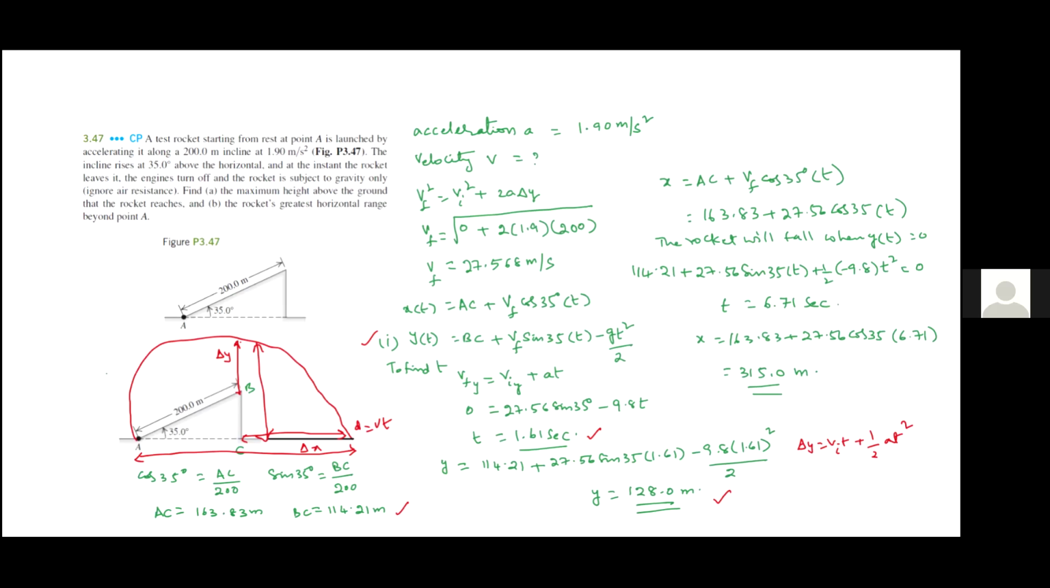It is the same equation, but here we are trying to find the time. We will get two values, one positive and one negative, because this is a quadratic equation. We have to take the positive value and substitute it in the equation x is equal to AC plus Vf cos 35 times t. So x is equal to 163.83 plus 27.56 cos 35 times 6.75. That gives a value of 315 meters.